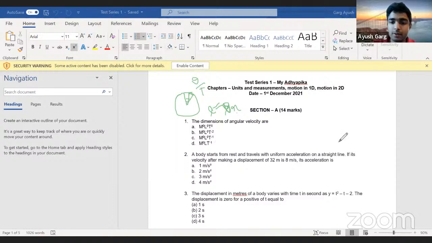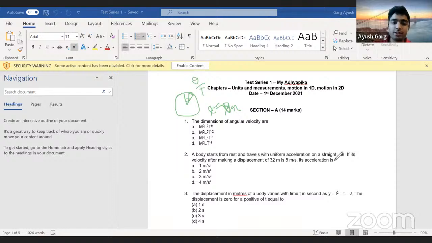Okay, awesome. So I'm going to move to the next question. A body starts from rest and travels with uniform acceleration on a straight line. So here we're talking about a straight line motion. If its velocity after making a displacement of 32 meters is 8 meters per second, its acceleration is.